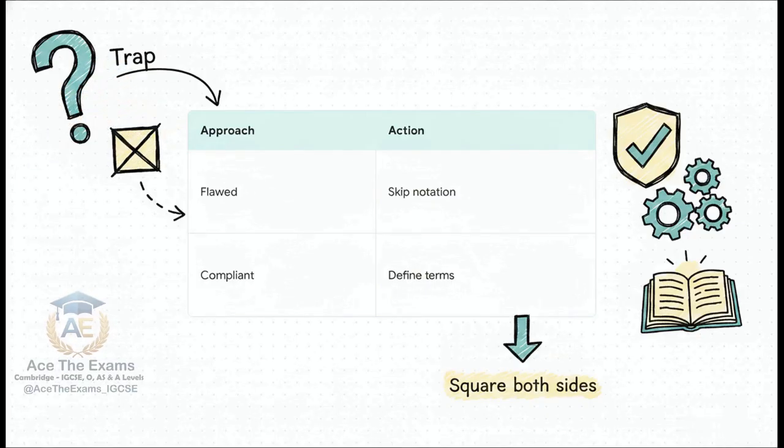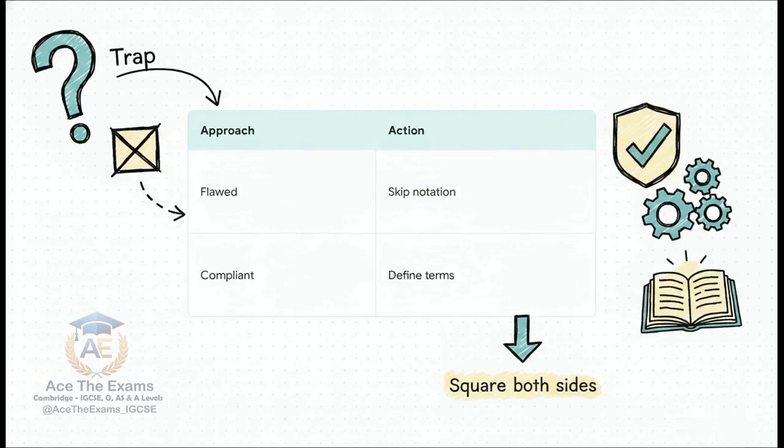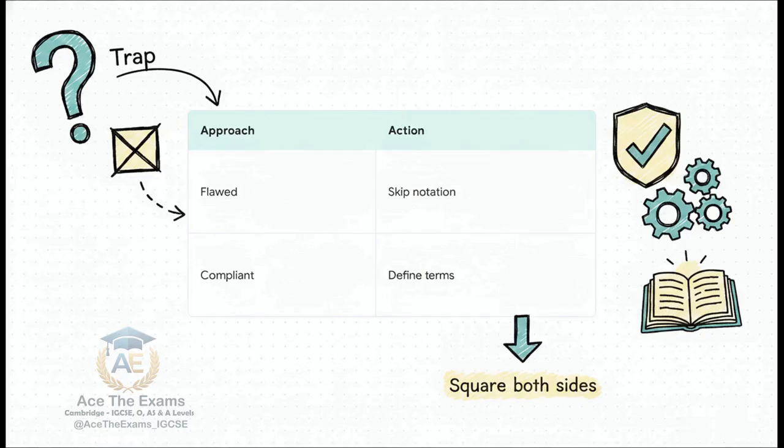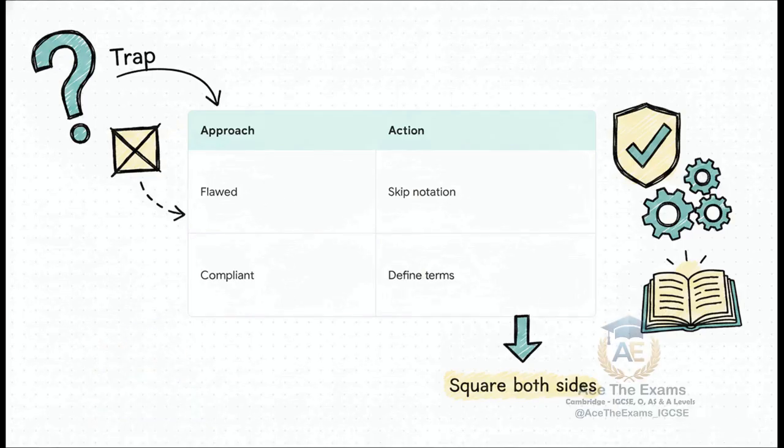Let's trace it. A top-tier candidate writes, apply identity, tan theta identically equals sine over cos. Multiply by cos theta, explicitly noting cos theta cannot equal 0. Square both sides, acknowledging the potential for extraneous solutions. Defining terms, stating limitations, and executing systematic processing. That is how you achieve full examiner compliance, step by step.